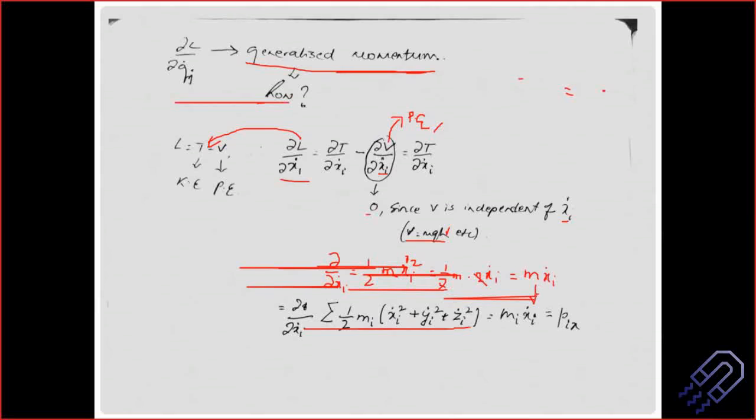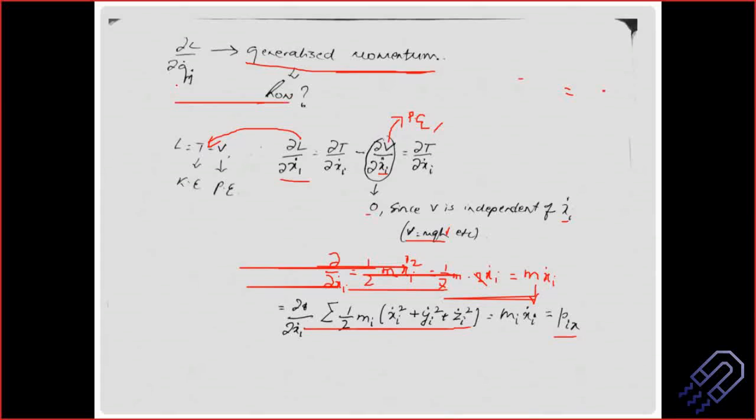So m xi dot is nothing but momentum, right? So this is the momentum. So what does it mean? It means that if you take the differentiation of the Lagrangian with respect to the generalized velocity, you actually get momentum. So see, this is actually basics. It's very basic.